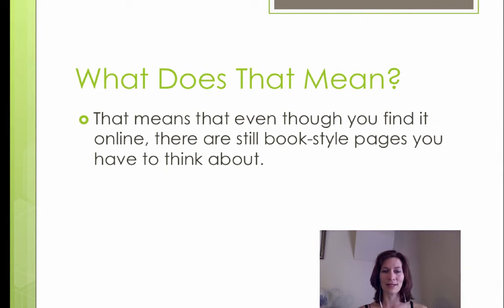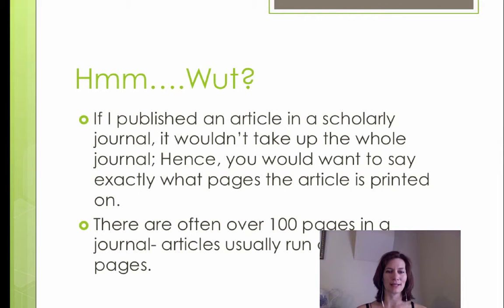So even when you find something online, there are still book style pages you have to think about. And that is because if you publish a journal and it has, I don't know, 500 pages, that's a big journal, but they are out there. Typically, they're only 100 to 200 pages, but you get 1,000-page journals that are only published once and twice a year. So in that stack, the article that you're citing will show up physically within it on certain page numbers, and you need to figure out which page numbers those are. And articles usually run about 20 pages. 20 to 25 is pretty common.